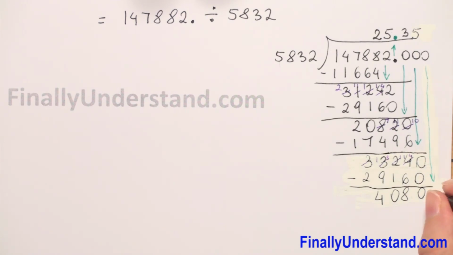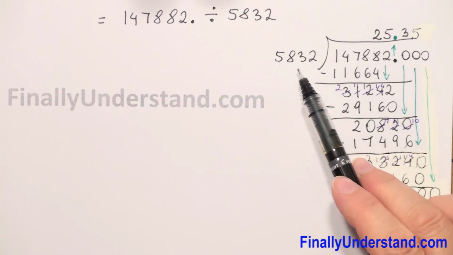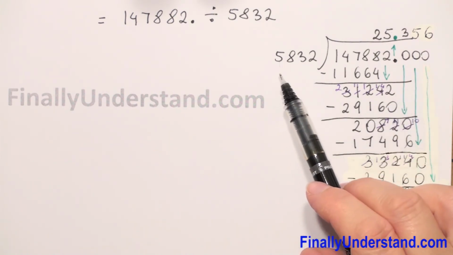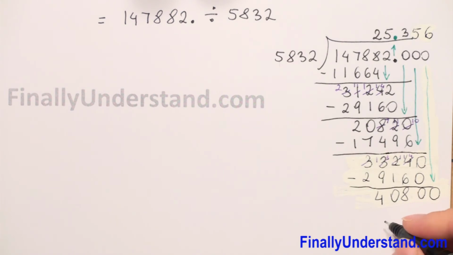0, so we have 40,800 divided by 5,832, so this is 6. 6 times 5,832, so it will be 34,992. Have to subtract.